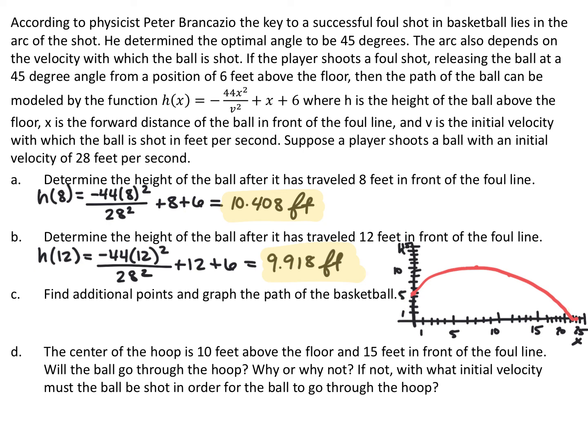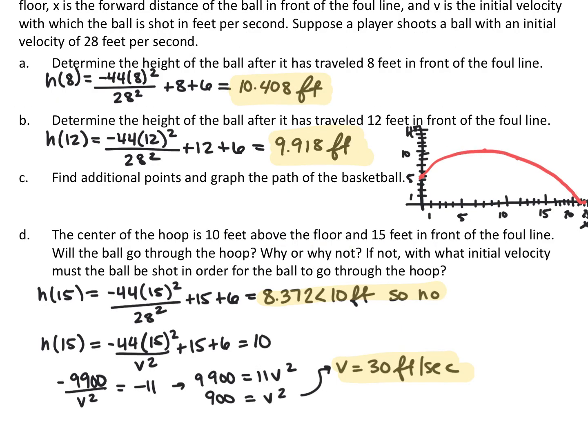So the last piece: the center of the hoop is 10 feet above the floor and 15 feet in front of the free throw line. So will the ball go through the hoop? Why or why not? And if not, what initial velocity should be used in order to make the ball go through the hoop? So go ahead and pause the video and try this one. So the first thing I did was I plugged in 15 for x, and I got that the height would be 8.372, which is less than 10 feet, so it would not go through the hoop, which you may have also just said from the fact that h of 12 was already less than 10, and looking at the graph, it's decreasing, so you may not have actually plugged it in, but it's the same idea.